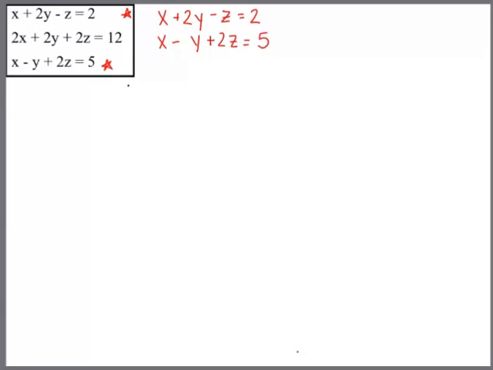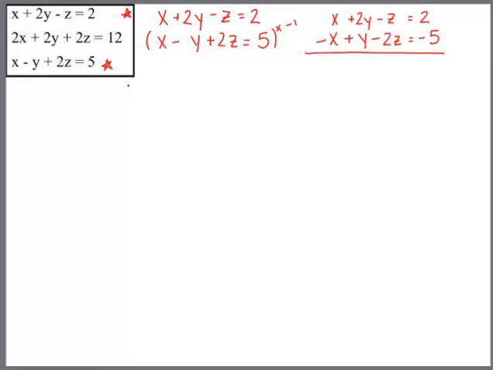What you want to do at that point is make one of these so that they are cancelable. We're going to take everybody on the bottom and multiply by a -1. That'll give us negative x plus y minus 2z equals -5. When we're multiplying by a -1 like that, it just flips all of our signs, but keeps our values the same. And I will add our other equation right back over top: x plus 2y minus z equals 2.